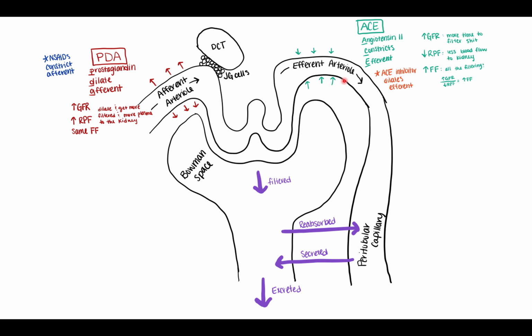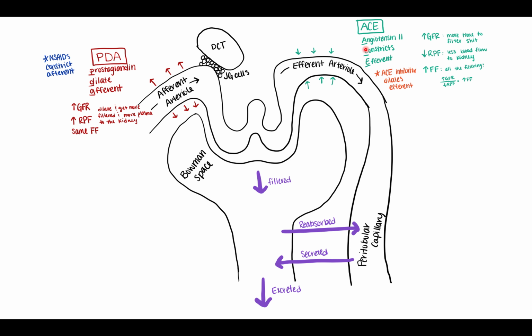If we constrict this efferent right here, we're going to have the same amount of fluid coming in, but it can't get out, right? That means the renal plasma flow is going to go down. But because all of this blood is still in here, you're going to be able to filter more because it's not getting out as easily. You're going to have more time to filter. And so your GFR is going to go up. If your GFR goes up and your renal plasma flow goes down, you're going to end up with an increase in your filtration fraction because of this formula.